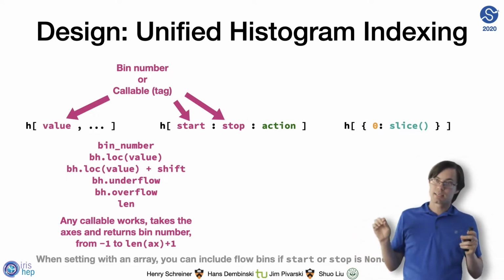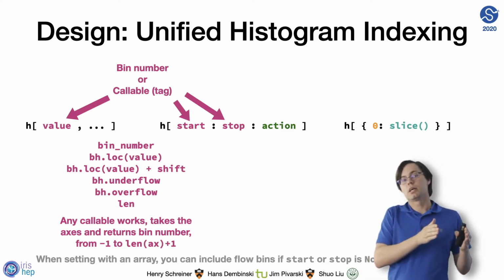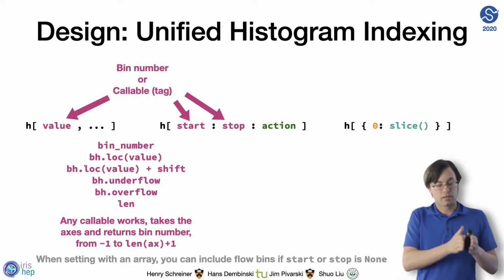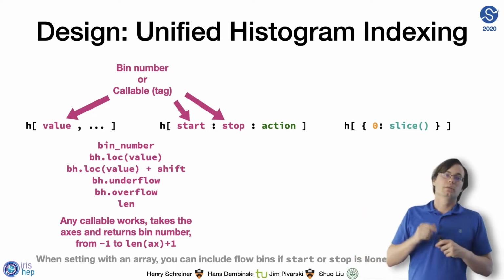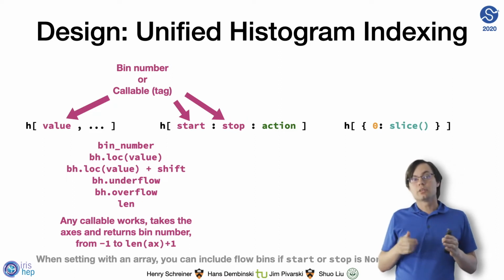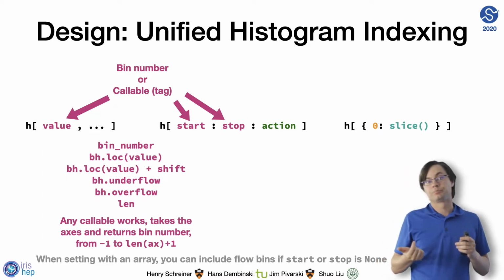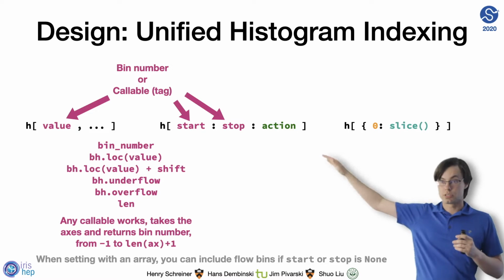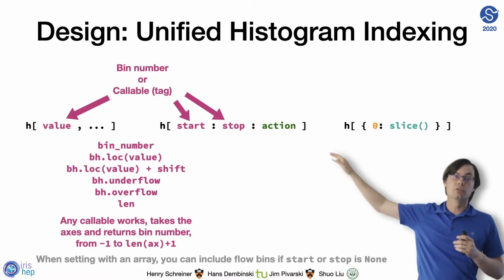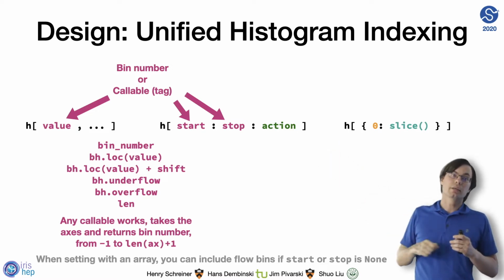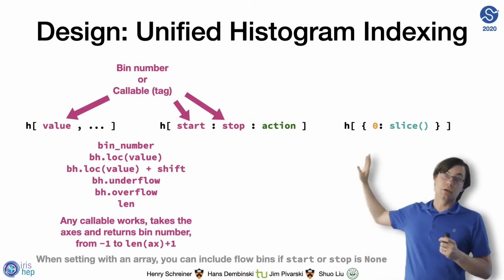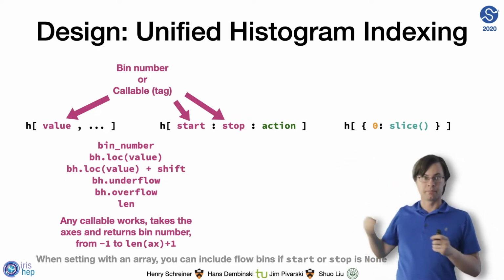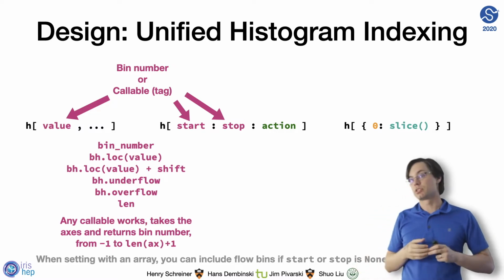And if that's the case, that's from -1, which is the underflow bin, all the way up to n, which is the overflow bin. So if you do that, you can then write these indexers such as these down here for overflow and underflow. The bh.loc you've already seen, though you may not have known you can also add a shift value to that, but it just returns an object that's callable.